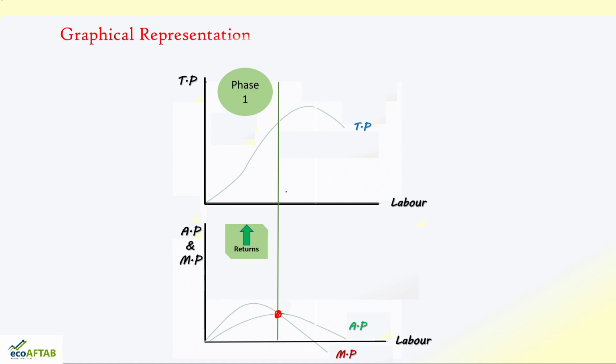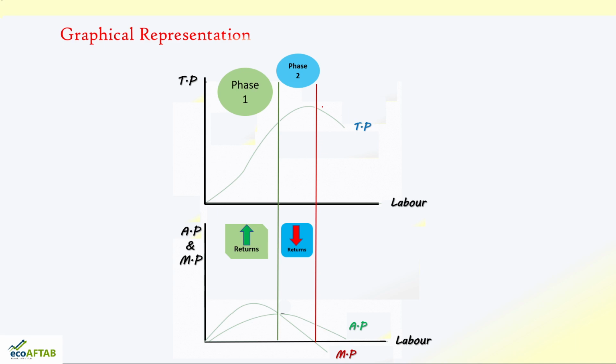The output will increase, but the intensity or the speed of increase in the output will be less, and that is shown by the falling part of the AP and MP curves. Here you can see one more interesting thing: when our marginal productivity becomes negative, at this particular point our total productivity is maximum. This is our second stage. Phase 2 is where we are getting diminishing returns to scale.